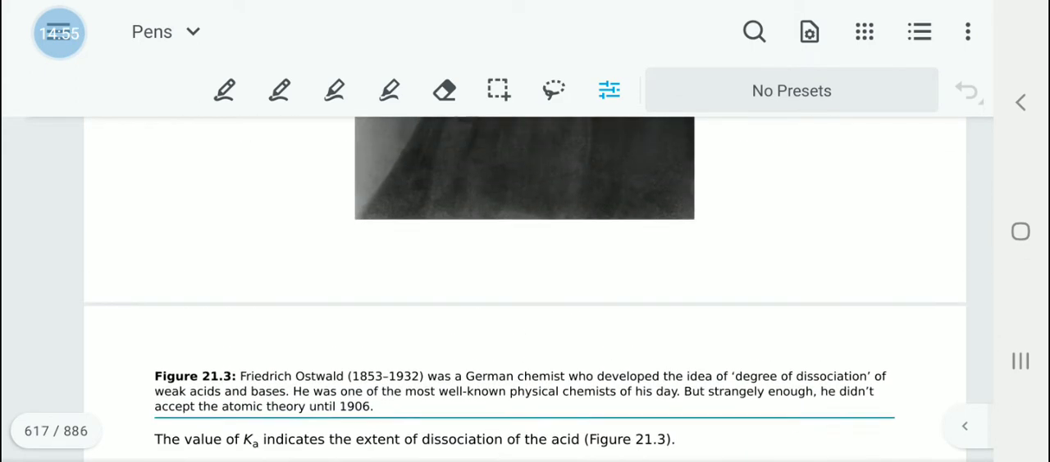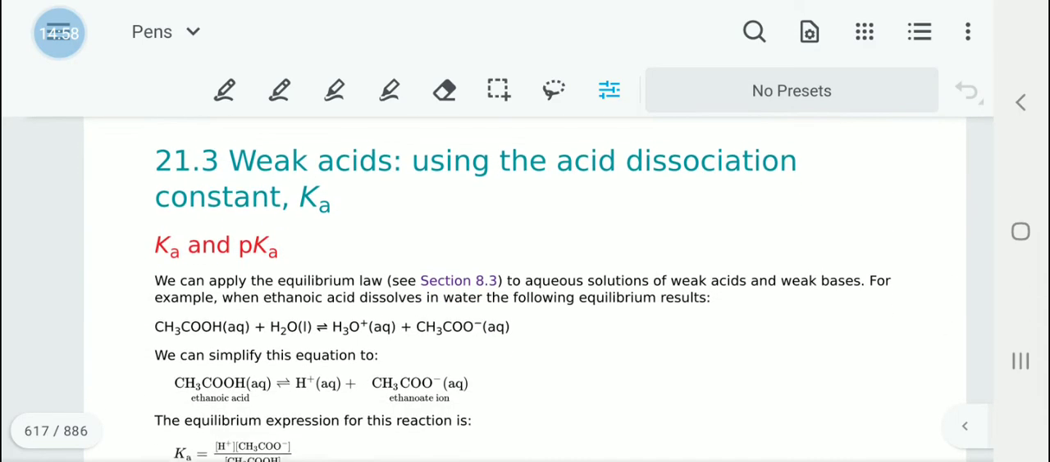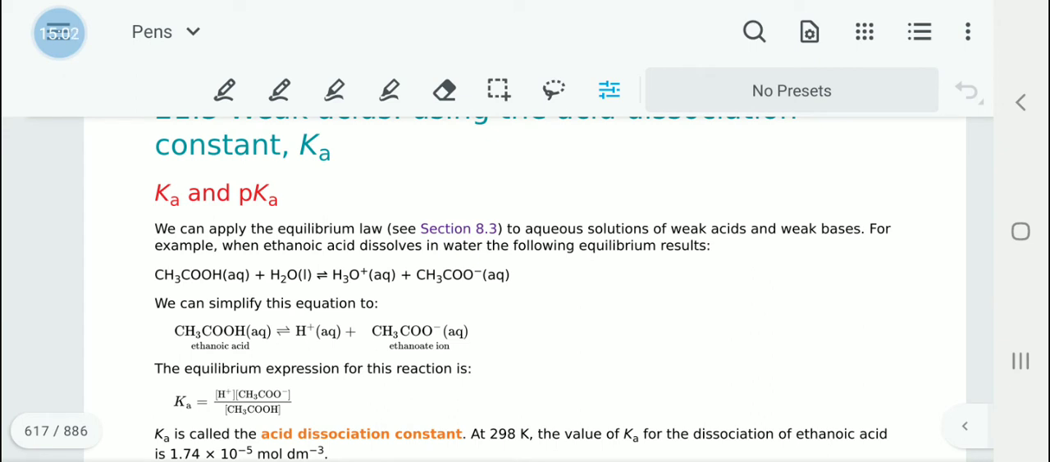Let's write down a note on this. Weak acids using the acid dissociation constant. Weak acids and weak bases do not dissociate fully. Example, CH3COOH aqueous plus H2O liquid gives H3O plus aqueous, that is a hydroxonium ion, plus CH3COO minus aqueous, which is generally written as CH3COOH aqueous, reversible sign, H plus ion aqueous plus CH3COO minus aqueous.